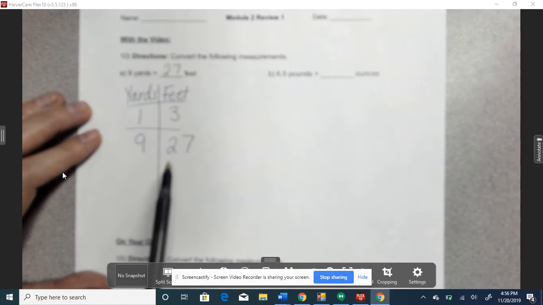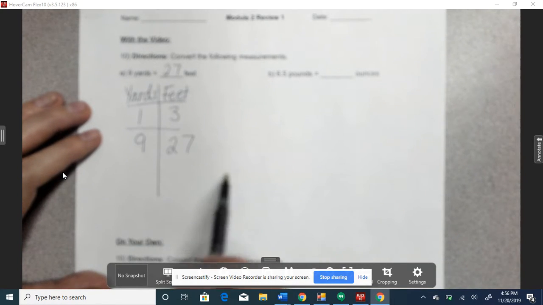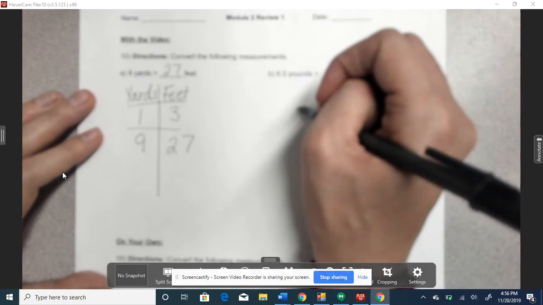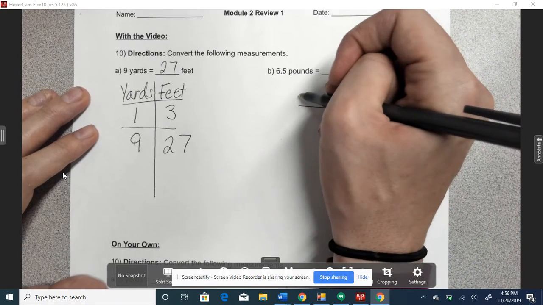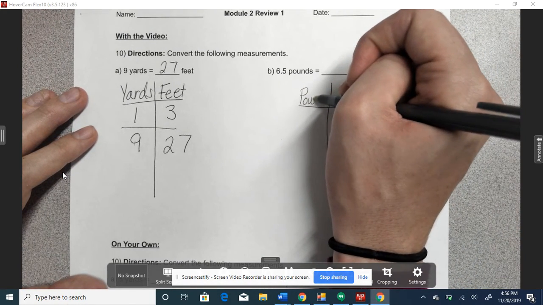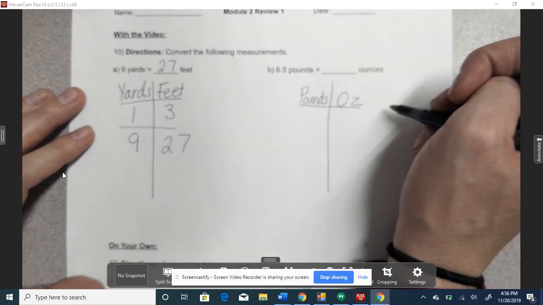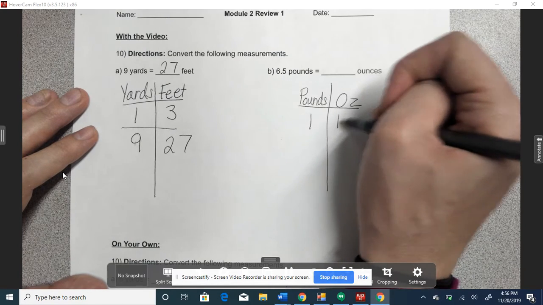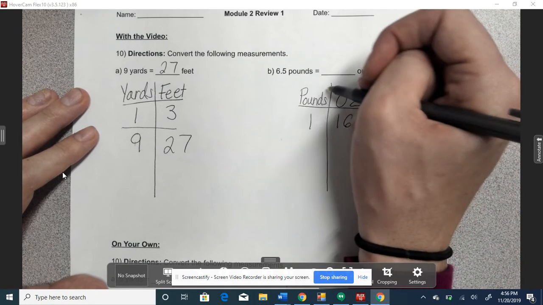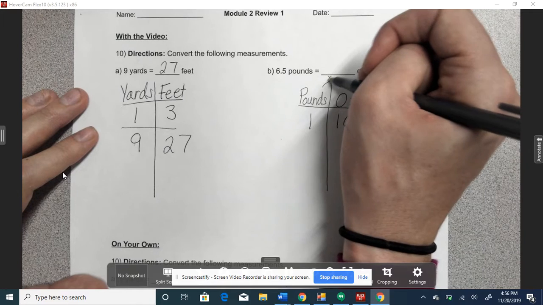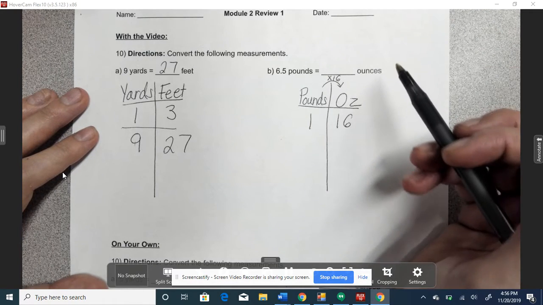6 5/10 pounds equals how many ounces? I remember that 16 ounces makes up 1 pound. So I'm going to use that to help me. I'm going to make my table, put pounds on the left, and ounces, which can be abbreviated with OZ, on the right. I just said 1 pound is equivalent to 16 ounces. So I had to multiply by 16. I'm going to use this to help me.